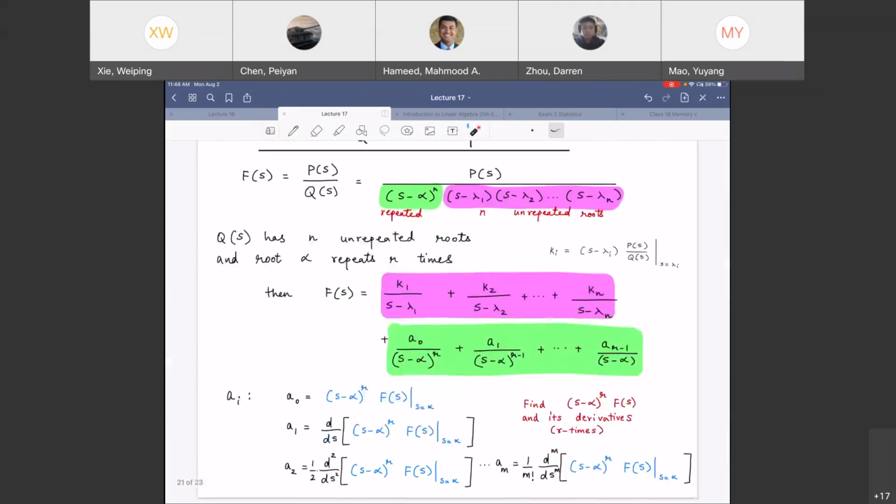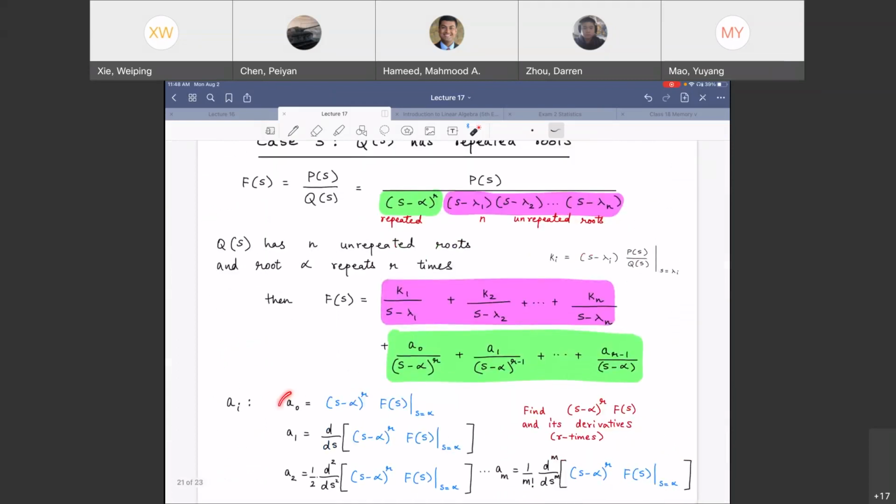But for A's, it's slightly different. For A0, you would multiply f of s with s minus alpha raised to r, and then evaluate that when s is alpha. So you're multiplying with s minus alpha raised to r. That and that cancel out. All the others, you will substitute s equals alpha and get this, A0. You see that?